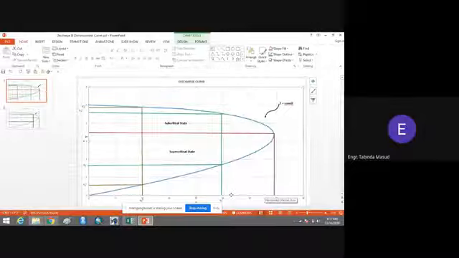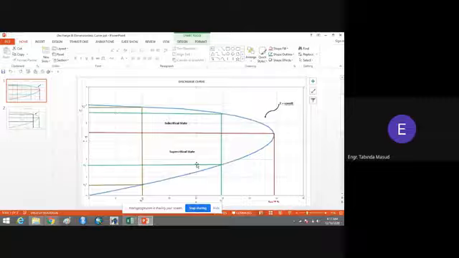Except for this critical discharge or maximum discharge, for all other values of unit discharge, you will get two depths of flow. For example, if I take this value q1 dash, which is equal to 25, then you can see that if I extend a line from this, it will touch the lower limb and then the upper limb. From the upper limb, you can extend a line towards the y-axis and you will get the depth of flow y1 dash.